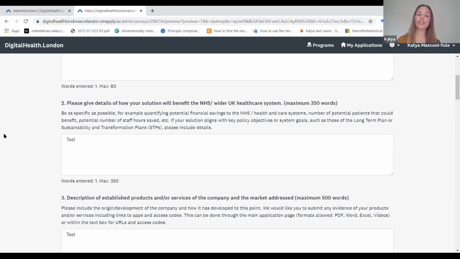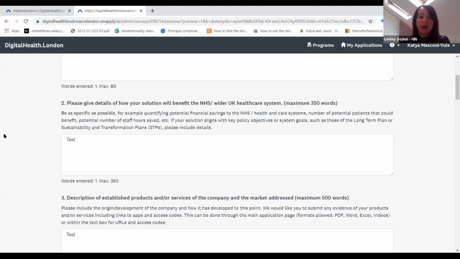We then move on to understanding where it is that your product or service fits within both the NHS as well as the wider health and care system. Please be clear as to who would be using this, how they would use it, and what exactly your product does. Lesley, any suggestions on what you would like to see?